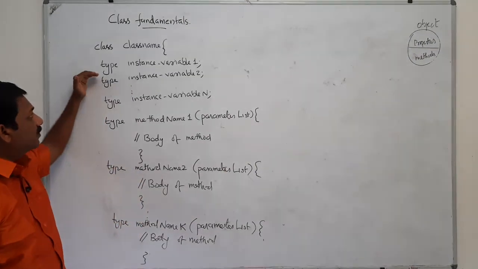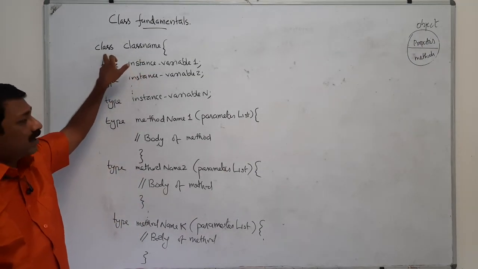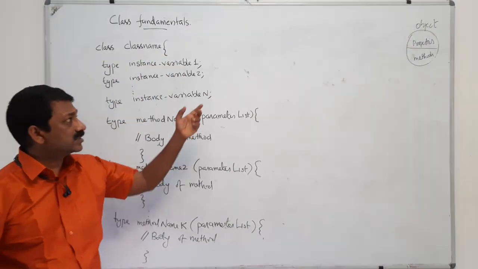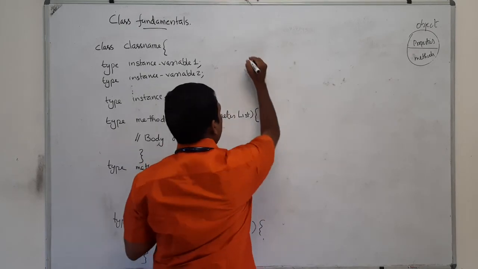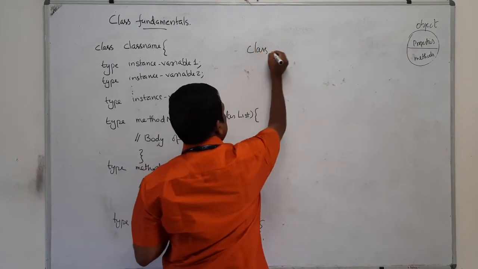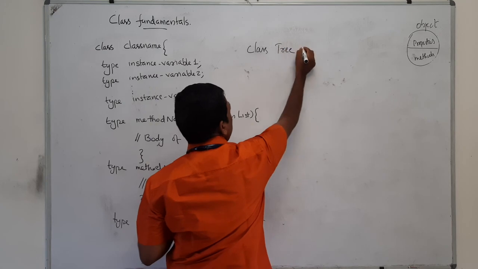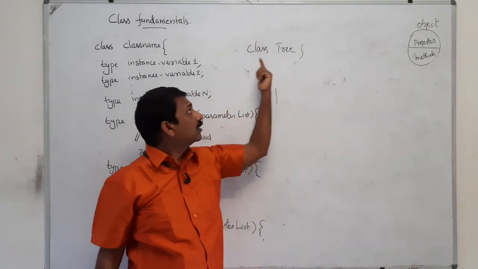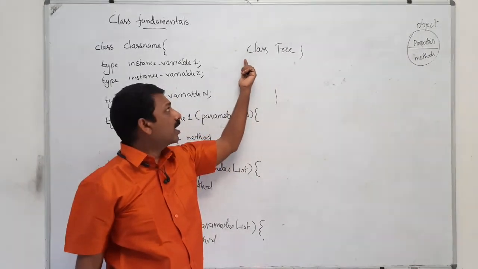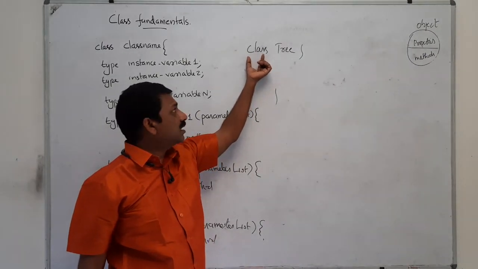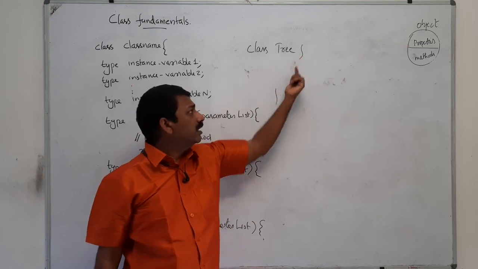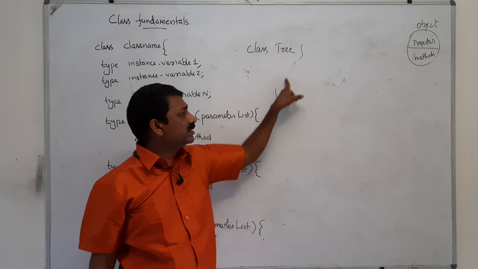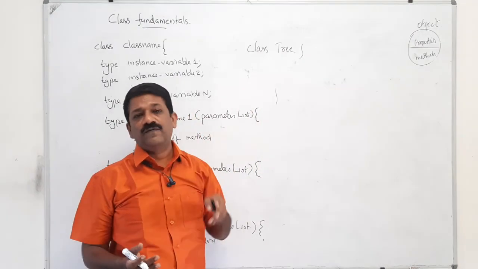Now suppose that you have a class and a class name. You should have the name of a class. For example, suppose I have a class, say Tree. Tree is a class, and this is the class name. Class is a reserved word. You have to type this as such, class followed by the class name. Then whatever you have given in between these two braces is the body of the class.